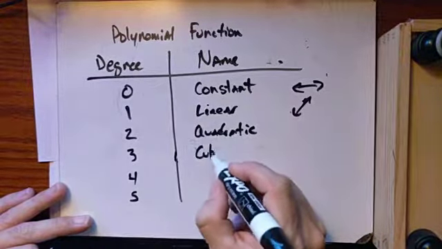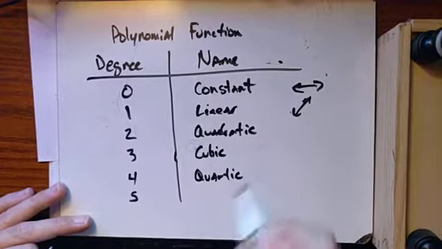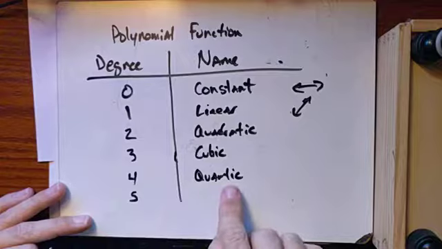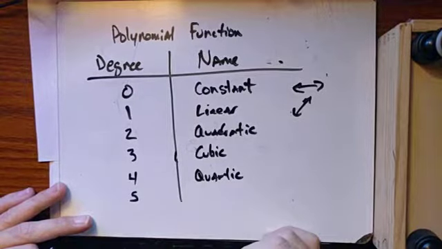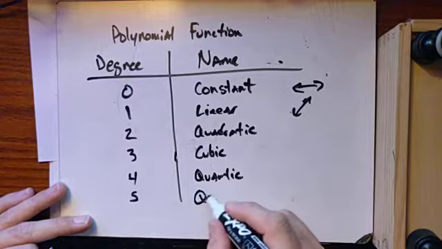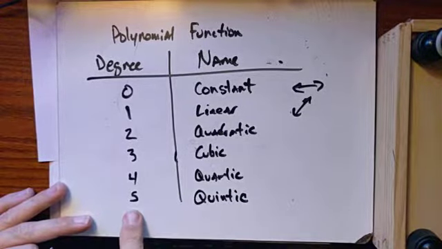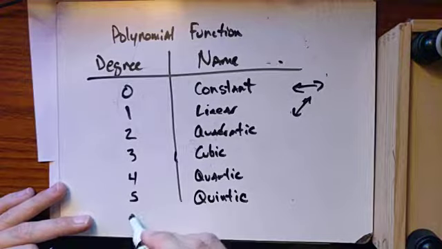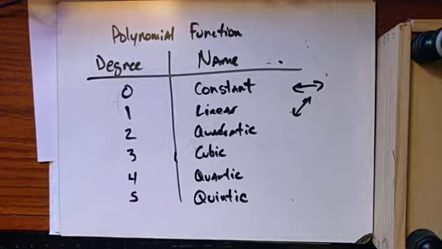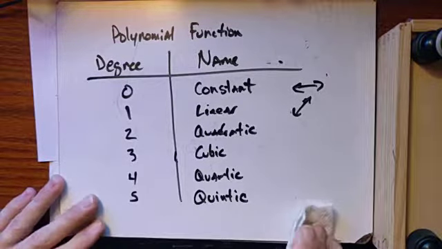So degree 3 is called cubic, degree 4 is called quartic. I remember there's 4 quarts in a gallon, you know, that kind of thing. 5 is called quintic. You'll probably never need to use a quintic function in your lifetime. And there are other names for 6, 7, 8, and so forth, but you really don't need to know them. Okay, so that's what a polynomial is.